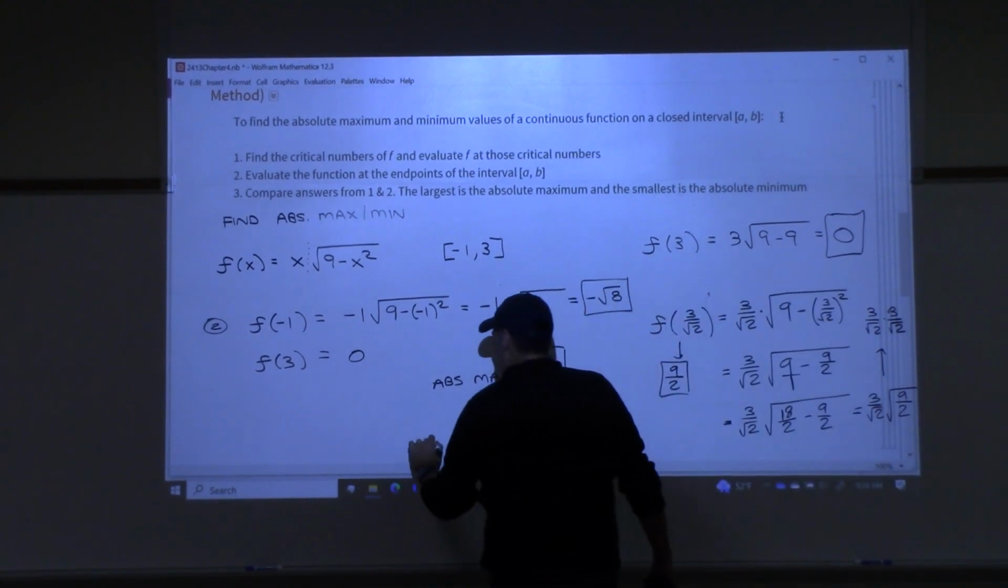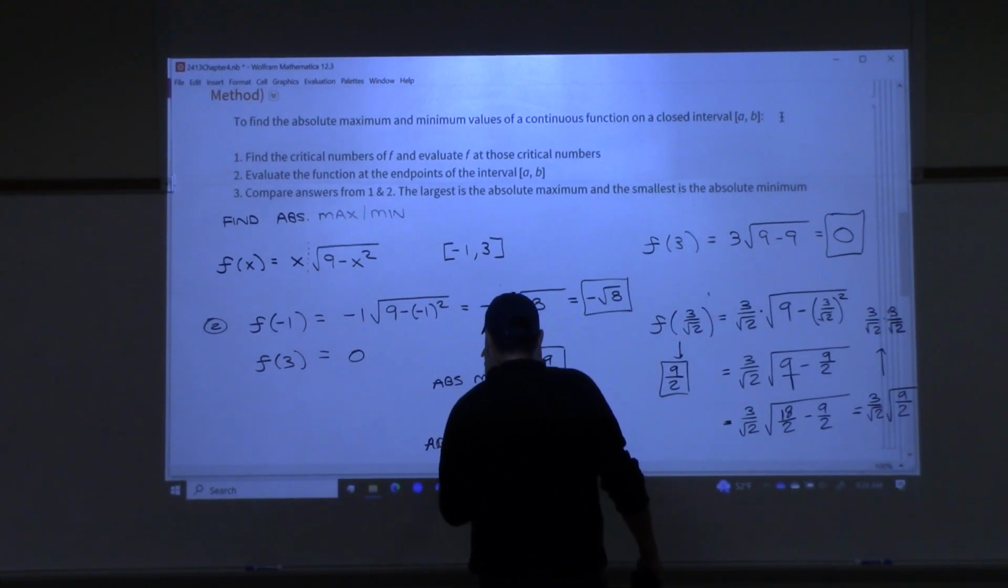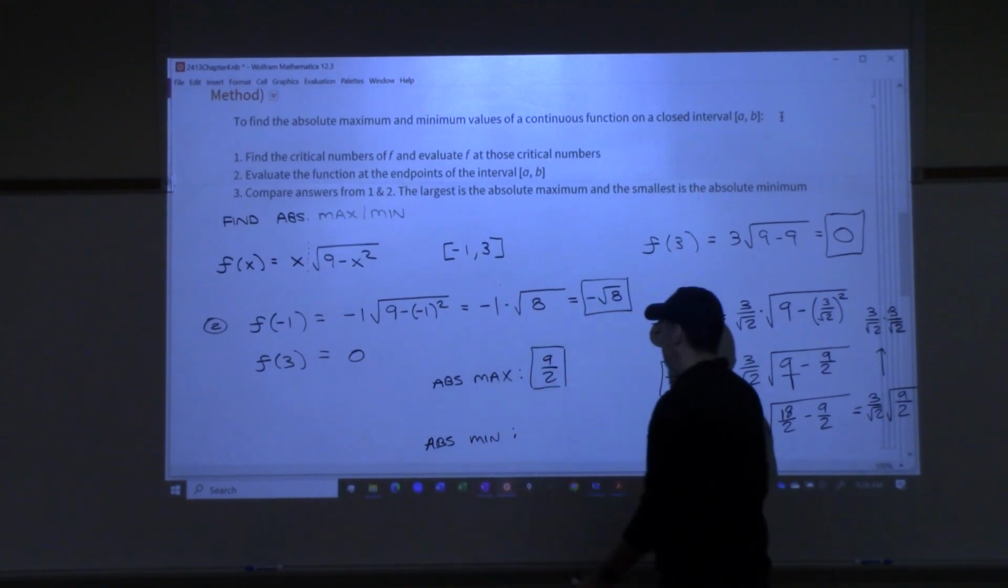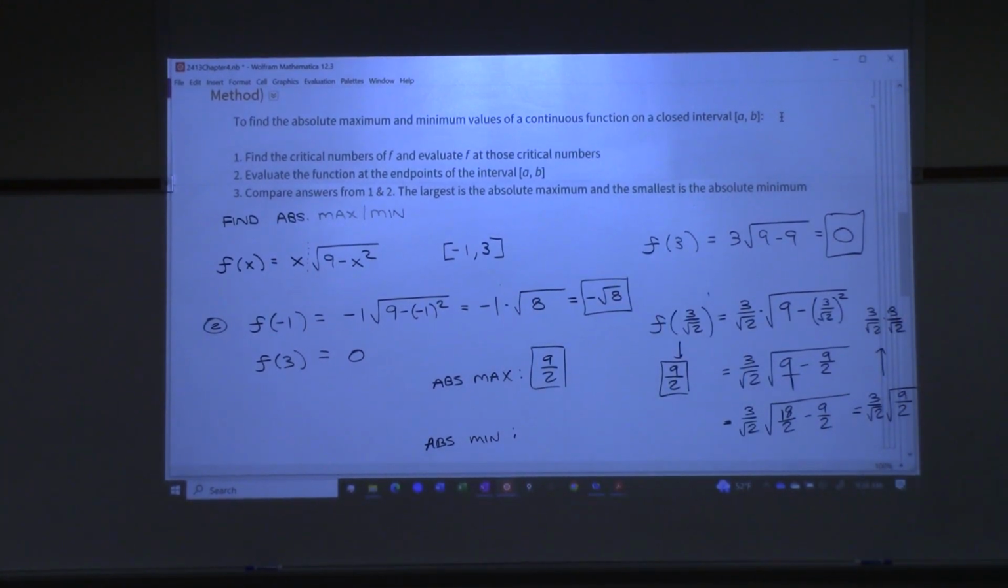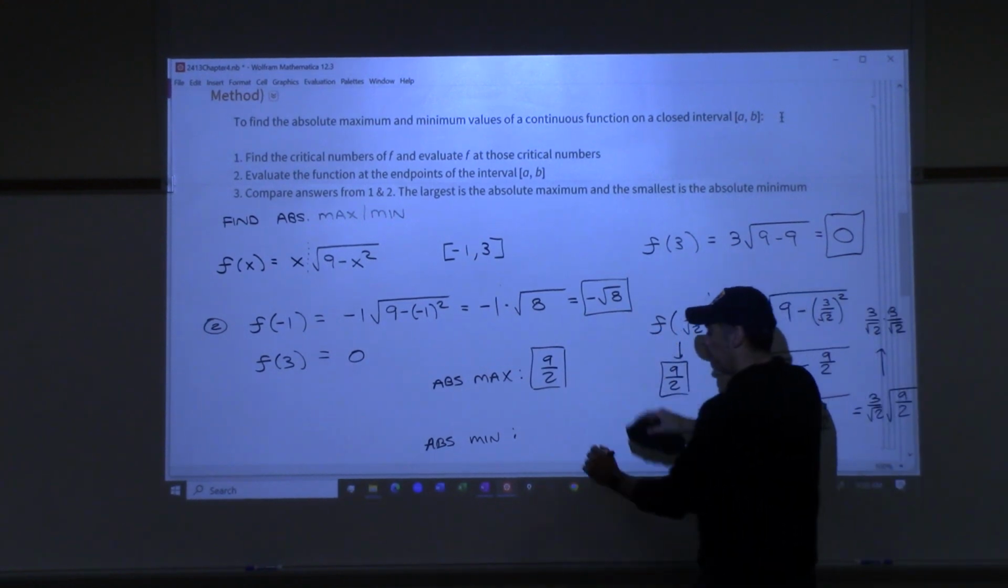And then what's the absolute minimum? What's the smallest number you see here? Smallest as in biggest negative, not smallest, but on a number line. -√8.